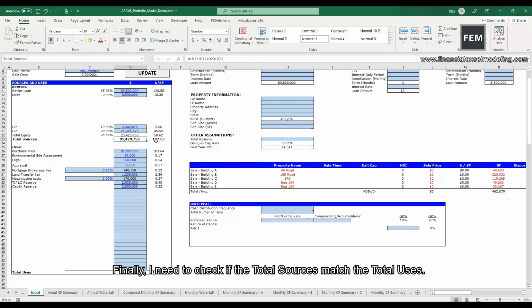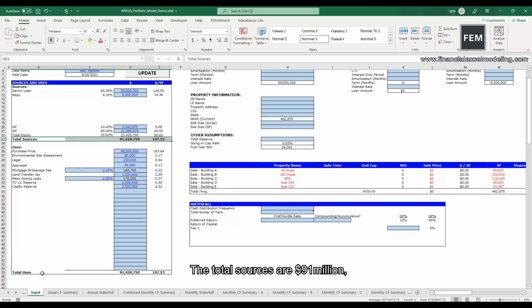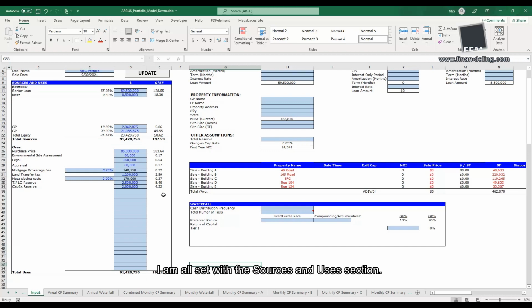Finally, I need to check if the total sources match the total uses. The total sources are $91 million, and the total uses are $91 million. I'm all set with the sources and uses section.